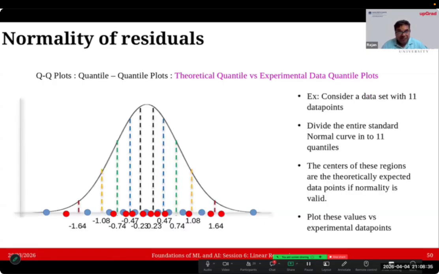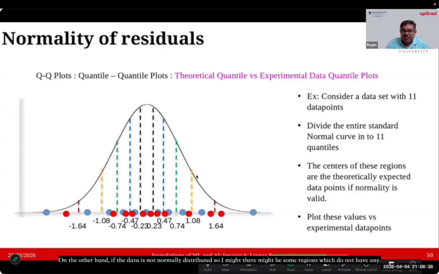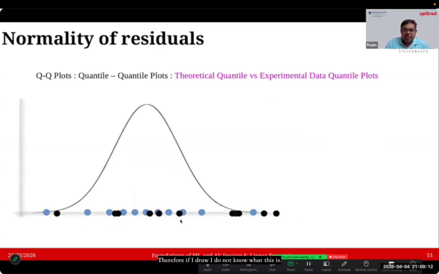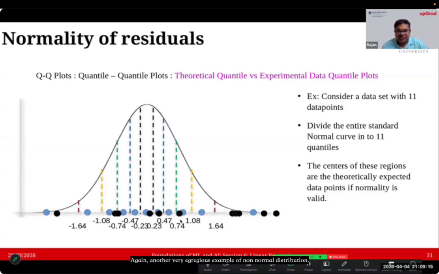On the other hand, if the data is not normally distributed, some of these quantiles might not have any data point, and some might have more than 1 data point. That's possible. The blue ones are fairly normally distributed, the red ones are not. Another very egregious example of a non-normal distribution is the black points.